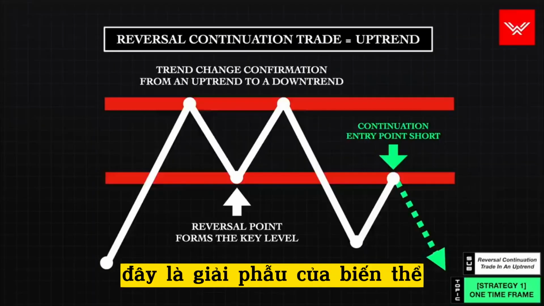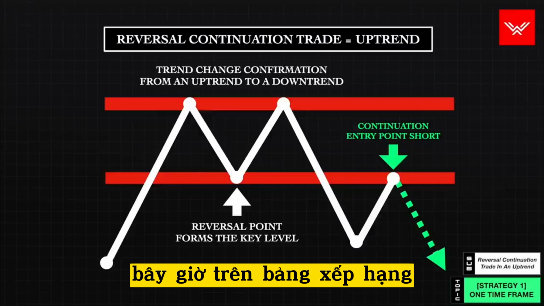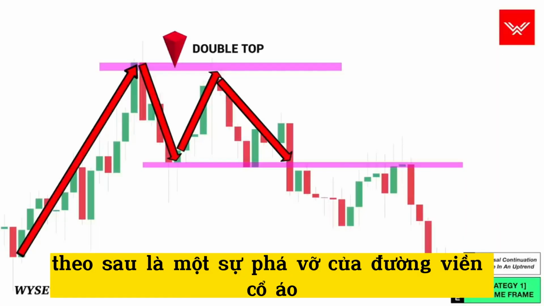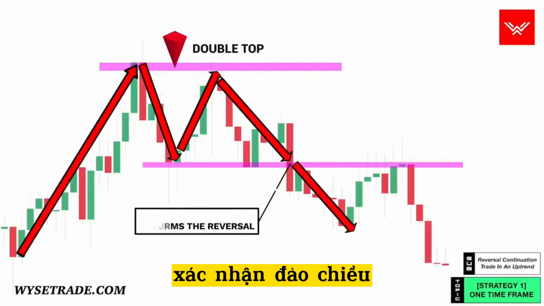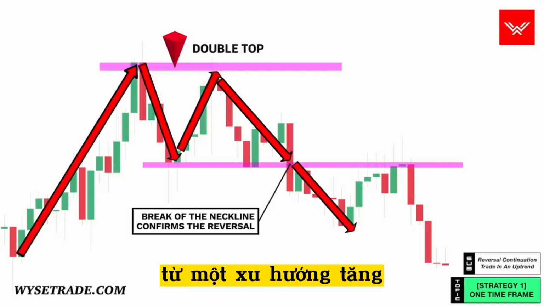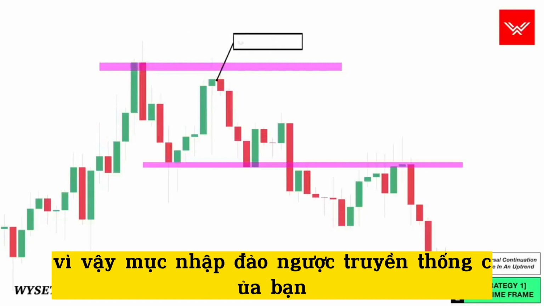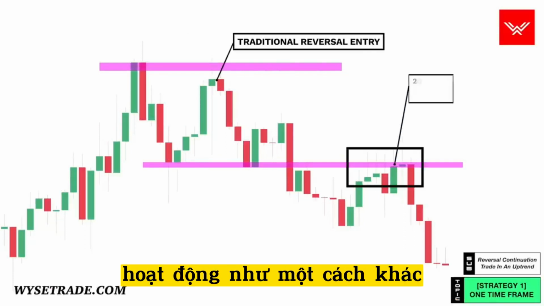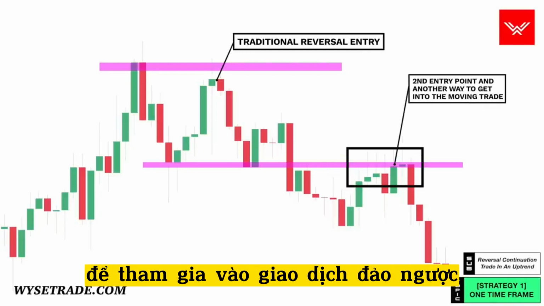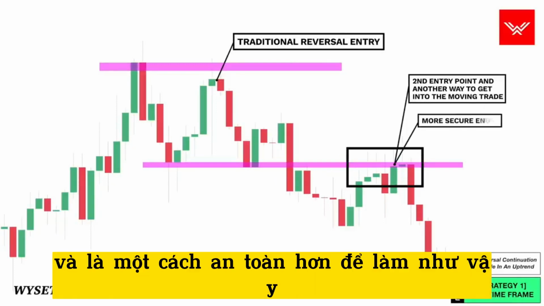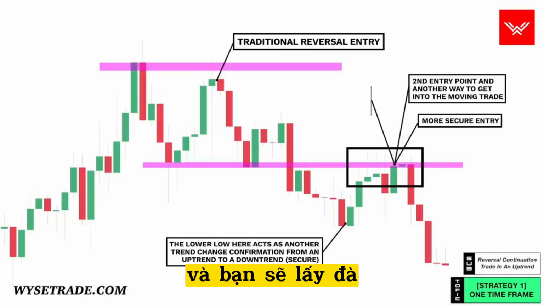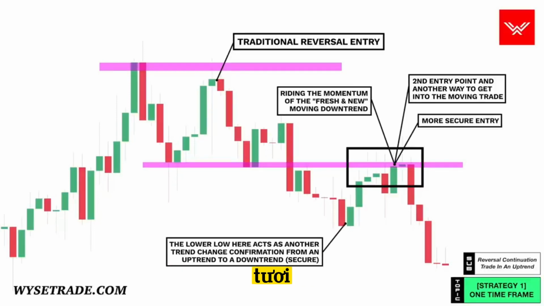Here is the anatomy of the variation. Now on the charts, you first had your moving uptrend before a double top formed, followed by a break of the neckline, confirming the reversal from an uptrend to a downtrend. So your traditional reversal entry took place up here, but this second entry here acts as another way to get into the reversal trade and is a more secure way to do so because price has already formed the lower low here and you would be riding the momentum of the fresh trend change.